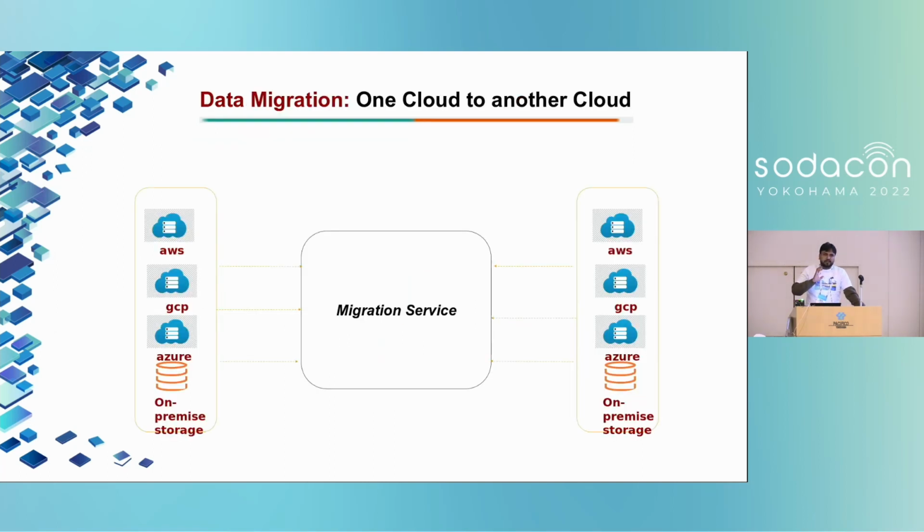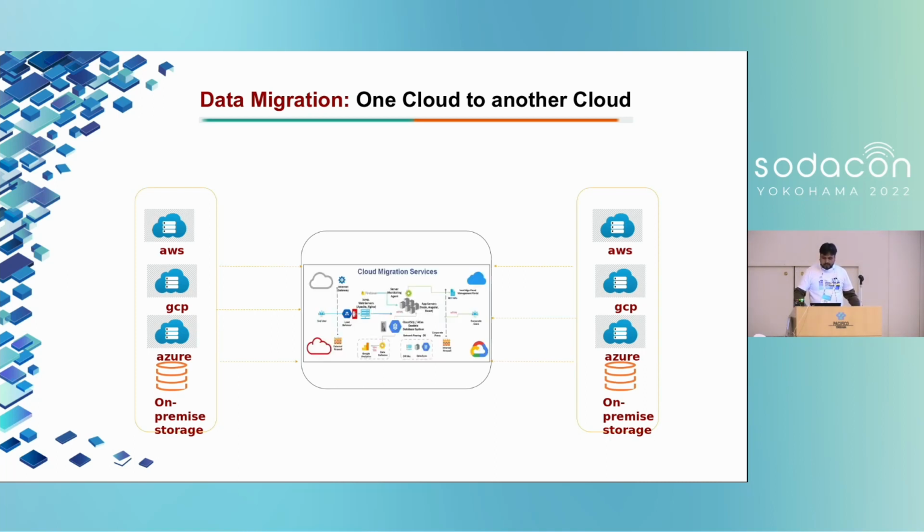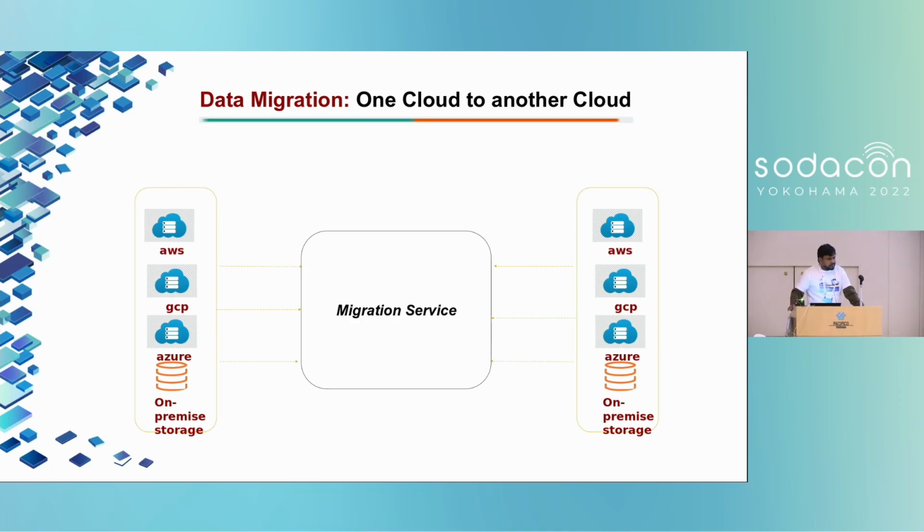Okay, so this is another simple diagram you can see here. On the left side there are a lot of cloud vendors, on the right side also a lot of cloud vendors, and in between there is an empty block, which is the migration service. What this migration service will do is take the data from one cloud vendor and move it to a different cloud vendor. Let's say the data is in AWS and you want to migrate to GCP. A migration service will be required, and in the previous block it was just empty.